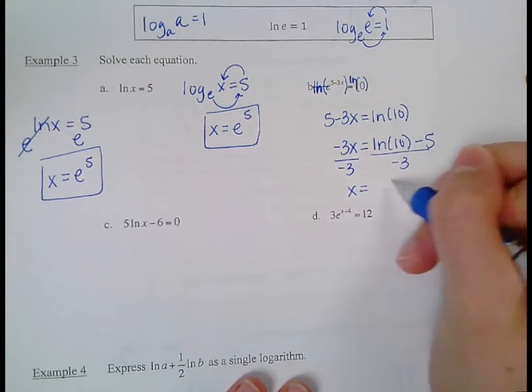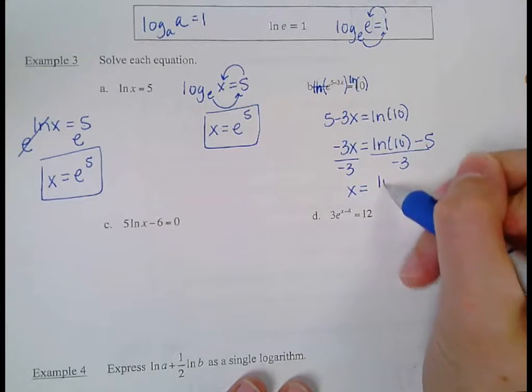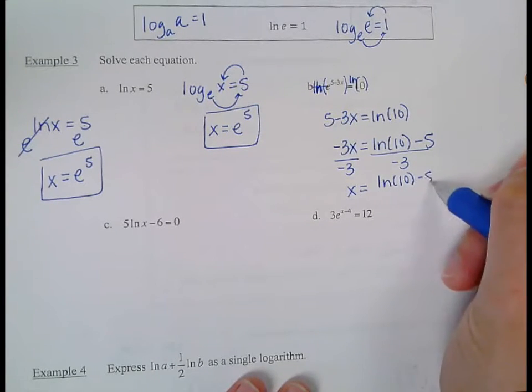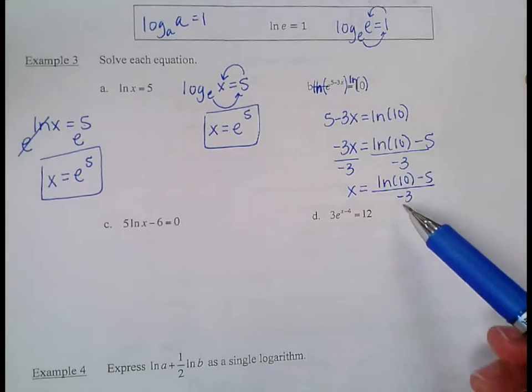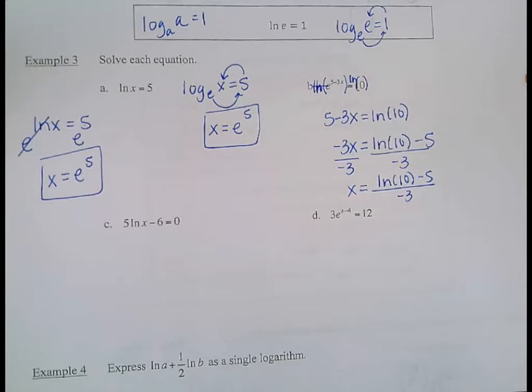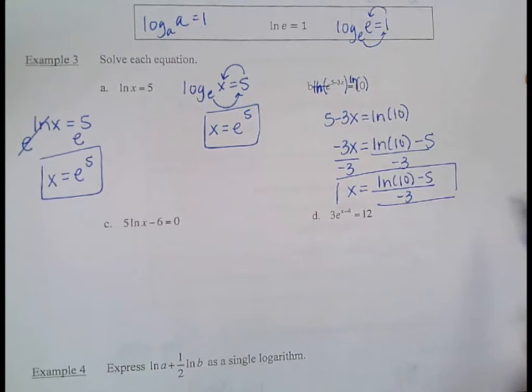So x is, and I could just leave it written that way. I'll leave it written this way. Natural log of 10 minus 5, all divided by negative 3. I was going to say, too, I could write the negative in front if you didn't want to leave the negative in the denominator. This would be the exact answer.